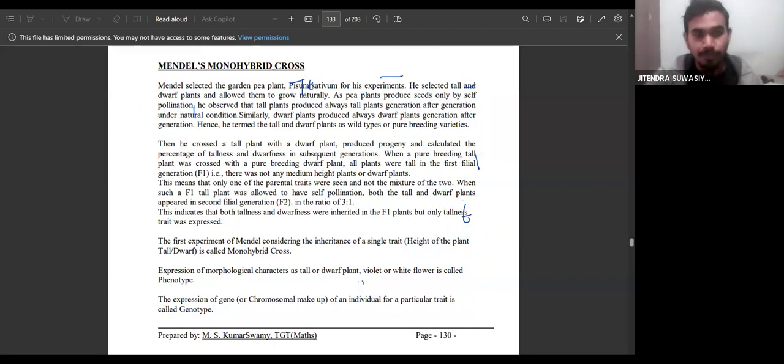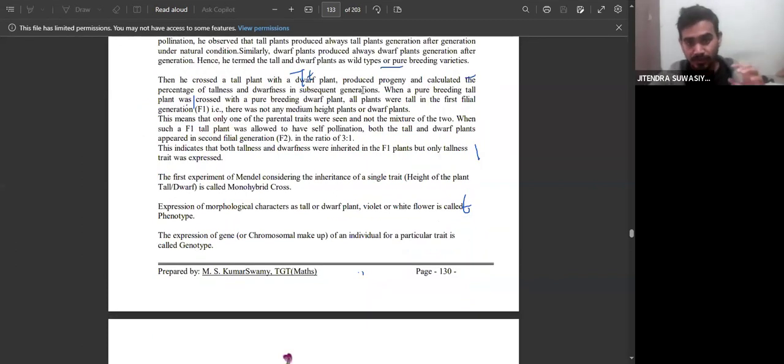Then he crossed a tall plant with a dwarf plant, which produced progeny, and calculated the percentage of tallness and dwarfness in subsequent generations. When a pure breeding tall plant was crossed with a pure breeding dwarf plant, all plants were tall in the first filial generation, that is the F1 generation, and there were no medium height plants or dwarf plants. This means that only one of the parental traits was seen, and not a mixture of the two.